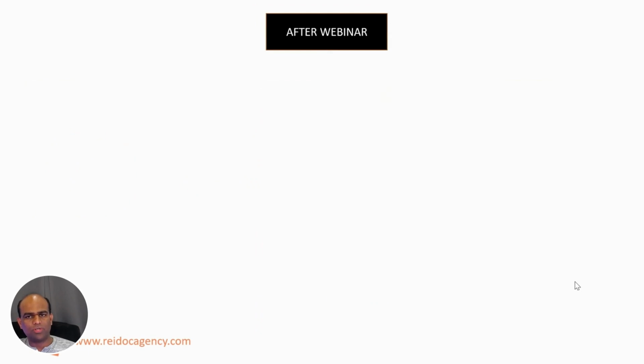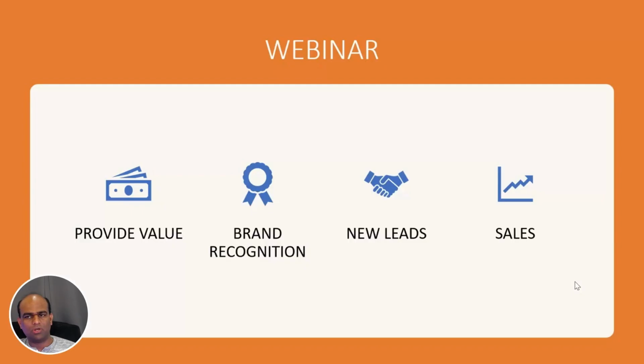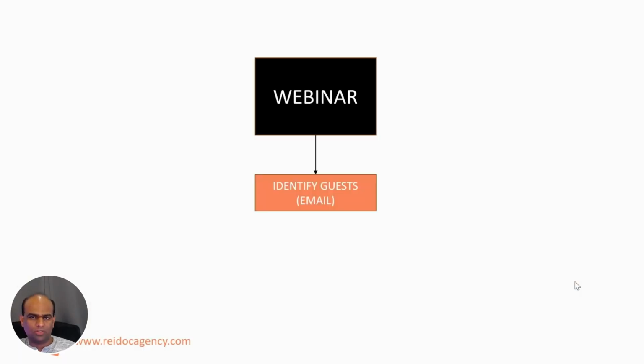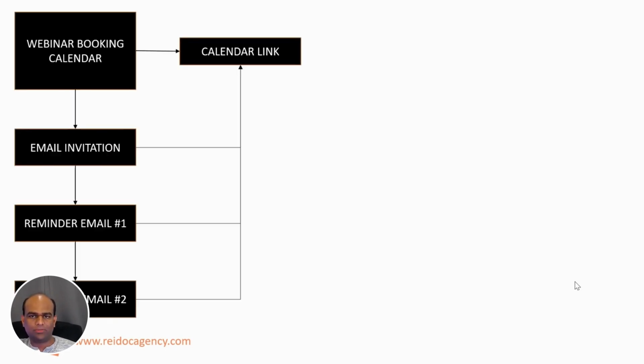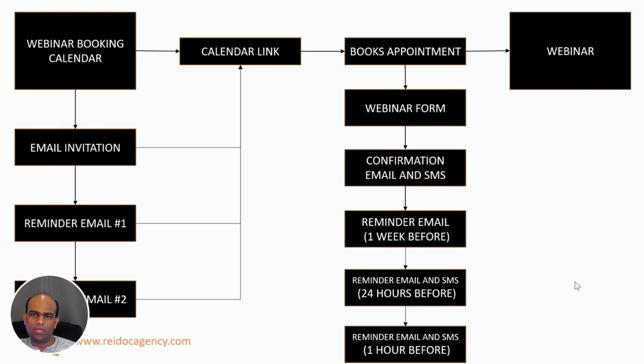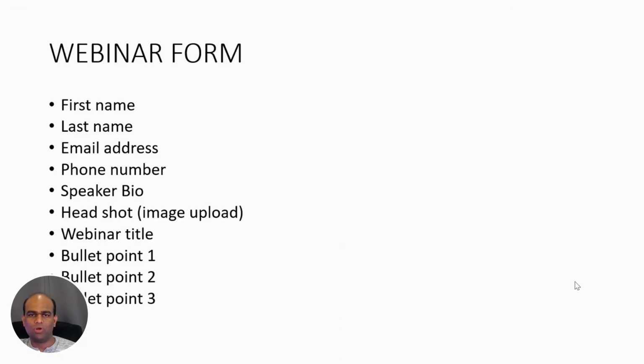I don't know if you noticed, some of these boxes I put are orange. Those are the only boxes you have to do every time. Every webinar, you have to do that action. So identify guest, put the email. Everything in black right here is automated. Once you set it up, you don't have to touch it again. So everything can be automated.